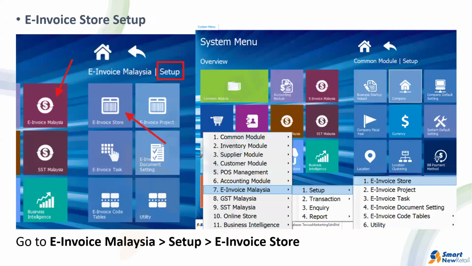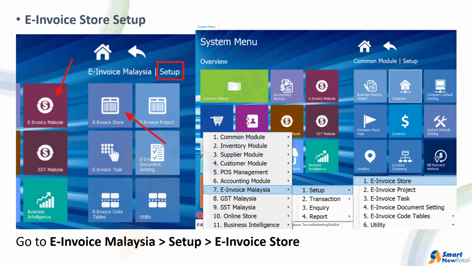Okay, after you have enabled the e-invoice, the next thing is you need to set up the connection for our Dynamo to connect to the LHDN. The connection is actually very simple, but you still have to do this step. After you log in to Dynamo, on the main screen you should see e-invoice Malaysia. After that, you click in, you can go to e-invoice store.